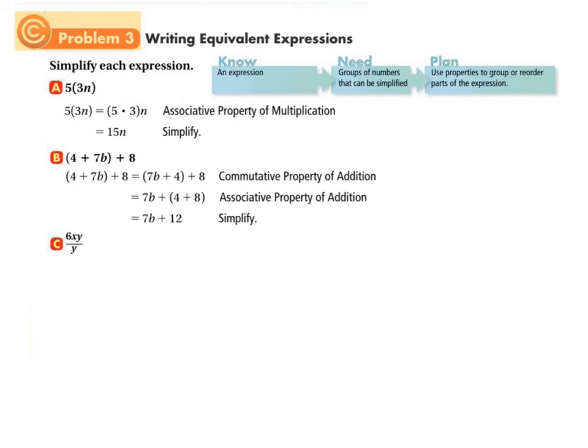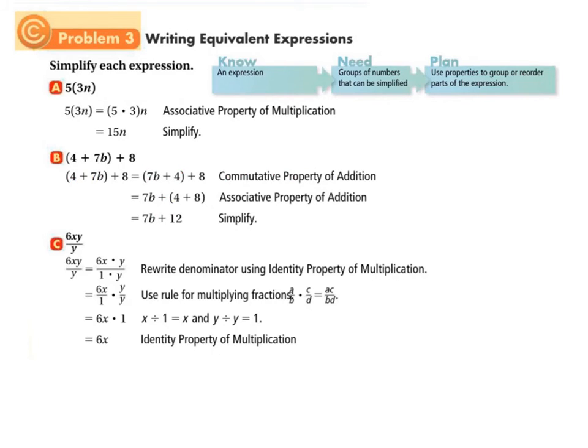This one's an interesting one. What do we do here? This is 6xy over y. And check out what we're going to do here. Okay, look closely. Okay, the identity property of multiplication. So what we say down here is, okay, y is just the same as 1 times y. That's what they're doing here, right? And now they're using the rule for multiplying fractions where we can actually split this part off.